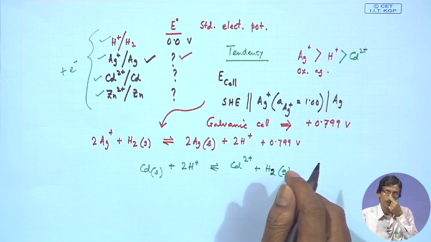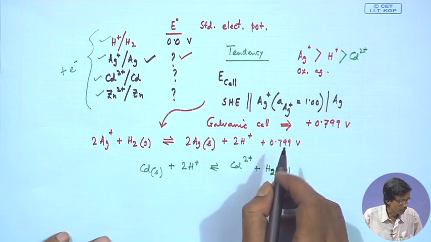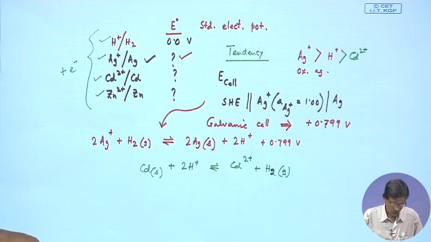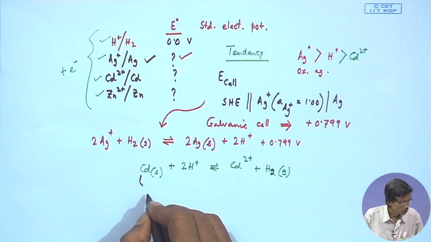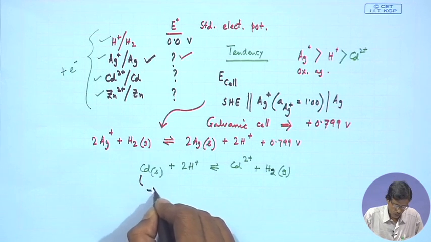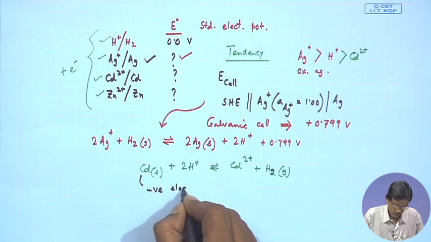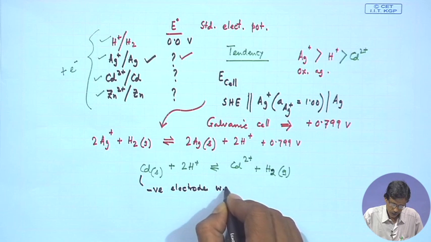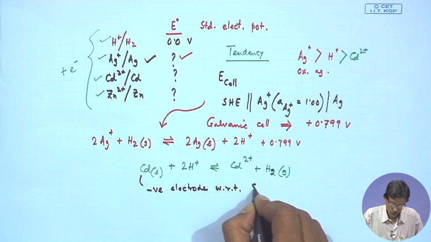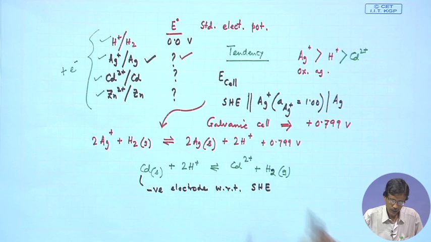gas. So, what we find from there is that the cadmium electrode is now a negative electrode with respect to the standard hydrogen electrode. So, this will be your negative electrode with respect to the standard hydrogen electrode.